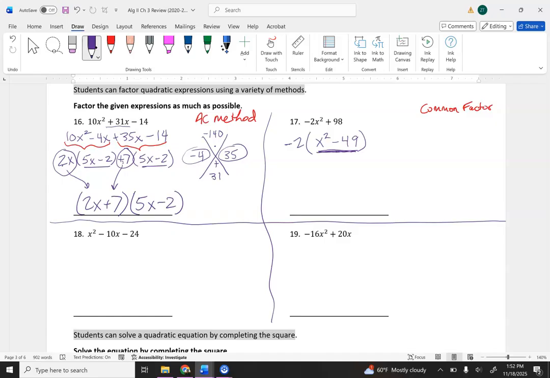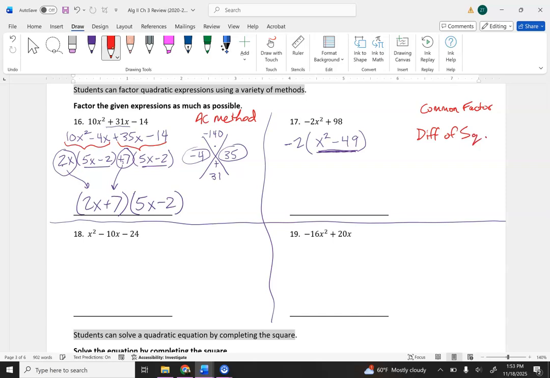So if you go to your decision tree, this thing only has 2 terms. So go to the 2 term section of your decision tree. And one of the options there says, are both terms perfect squares? Well, 49 is a perfect square because it's 7 squared. And x squared is a perfect square because it's x squared. And is there a subtraction between? And there is, after we factored that negative 2 out. So we can use difference of squares to finish this up.